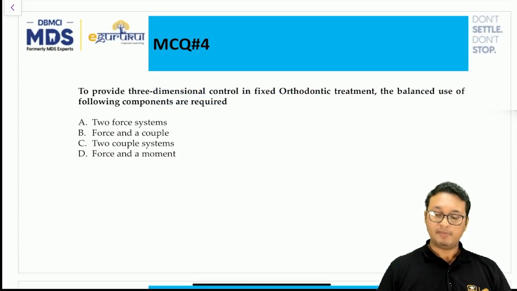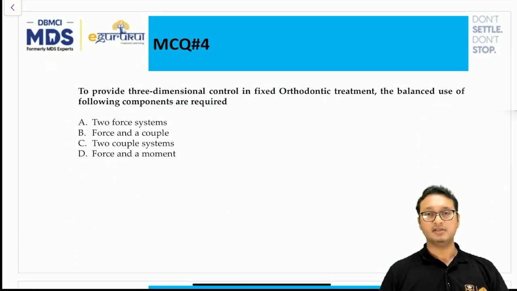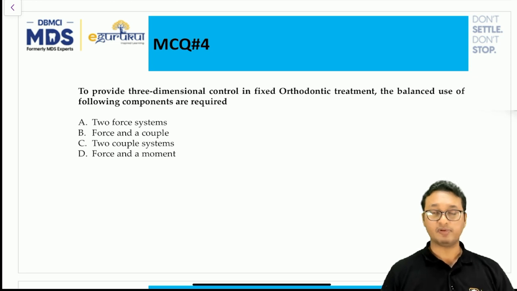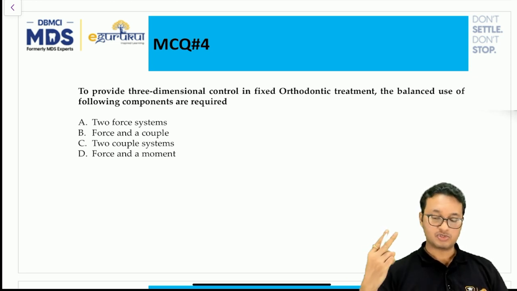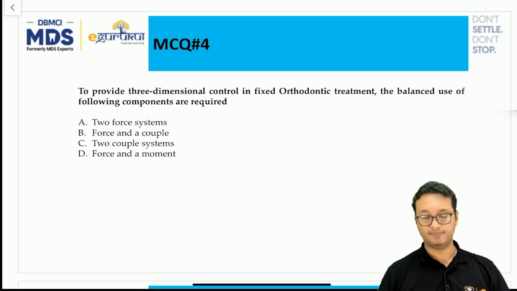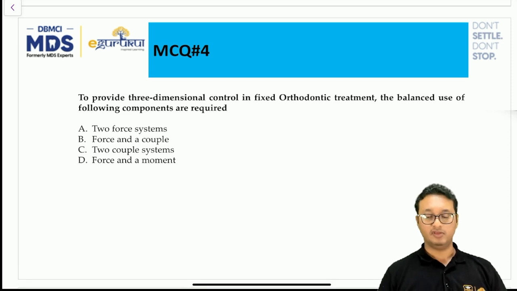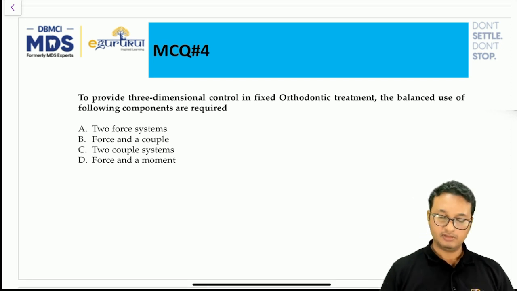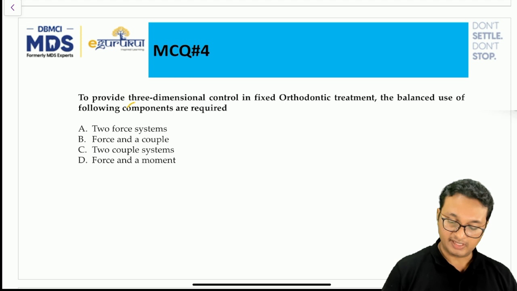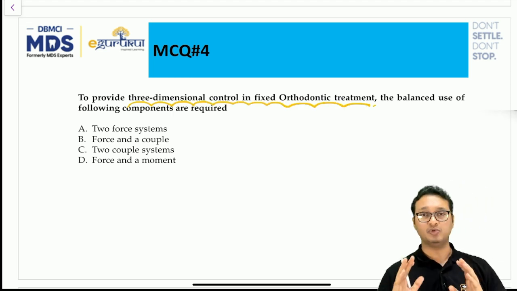To provide three-dimensional control in fixed orthodontic treatment, the balanced use of the following components is required: 2 force systems, force and a couple, 2 couple system, and force and a moment. Now this is quite an obvious choice. What should be the correct answer? The question is asking to provide for a three-dimensional control in fixed orthodontic treatment. Means we have to have the utmost control.